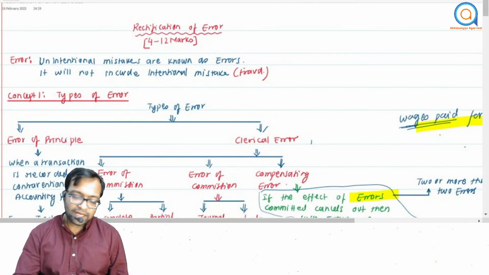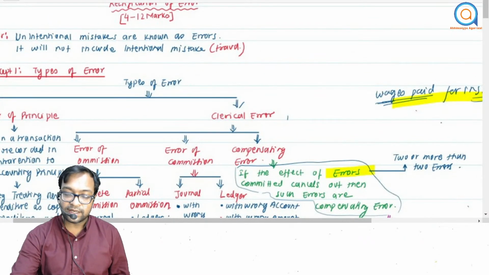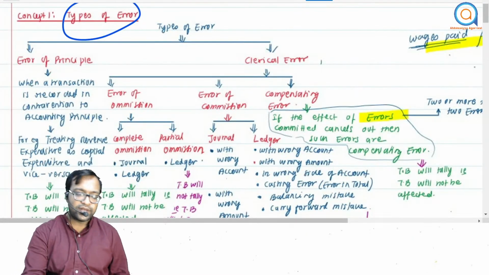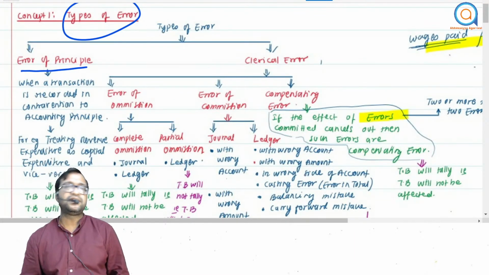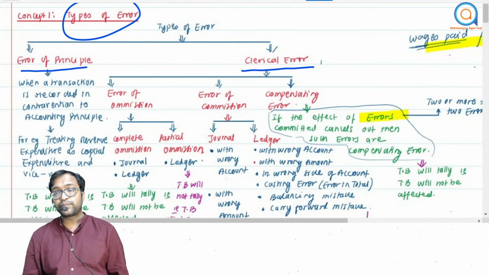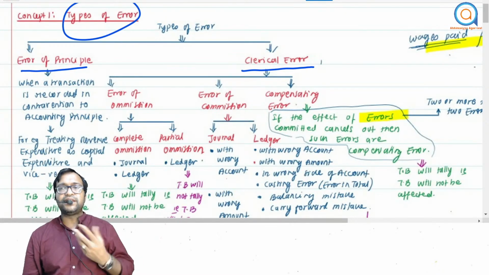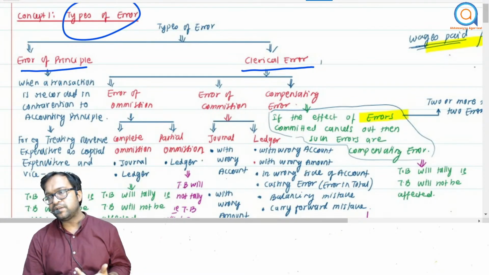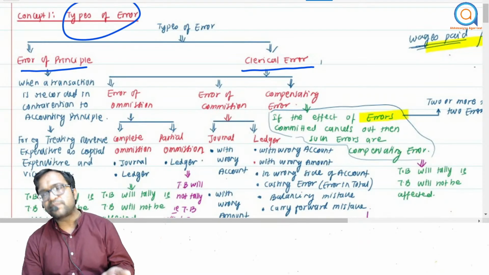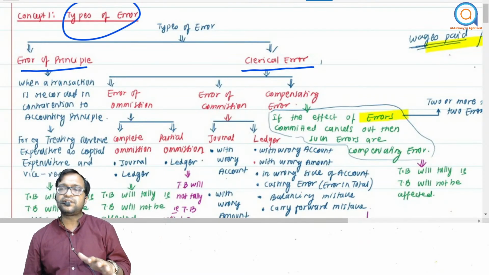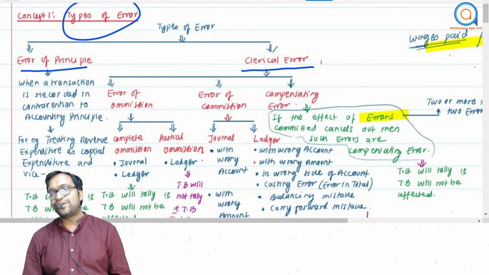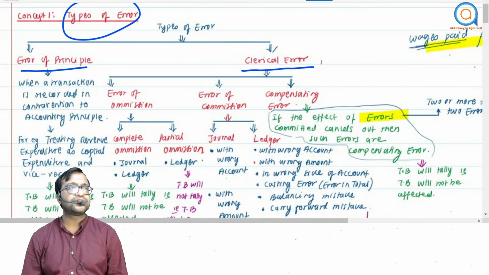A theoretical question can be asked, types of error, sir. So what are the types of error, sir? So we say there are two types of error. One is error of principle and one is clerical error. What is error of principle, sir? Error of principle means when a transaction is recorded in contravention to the accounting principle. Means you are not following accounting principle while recording the transaction, then the mistake that happens, that is error of principle. For example, treating a capital expenditure as a revenue expenditure or a revenue expenditure as a capital expenditure.